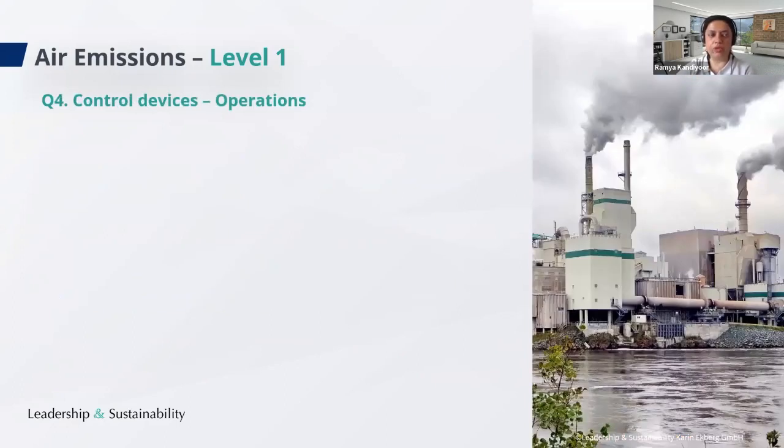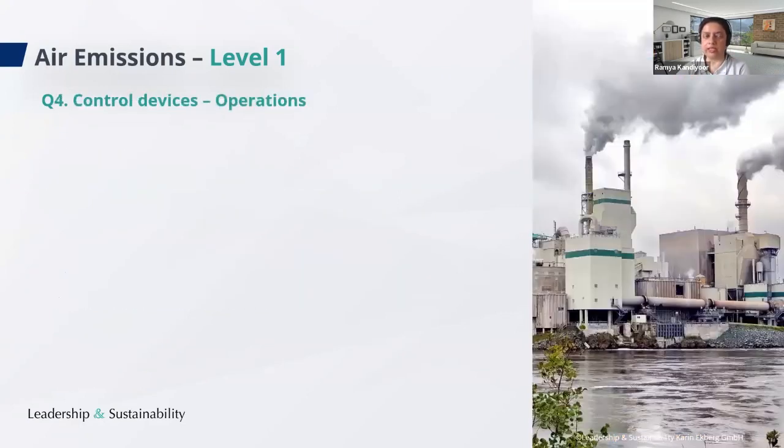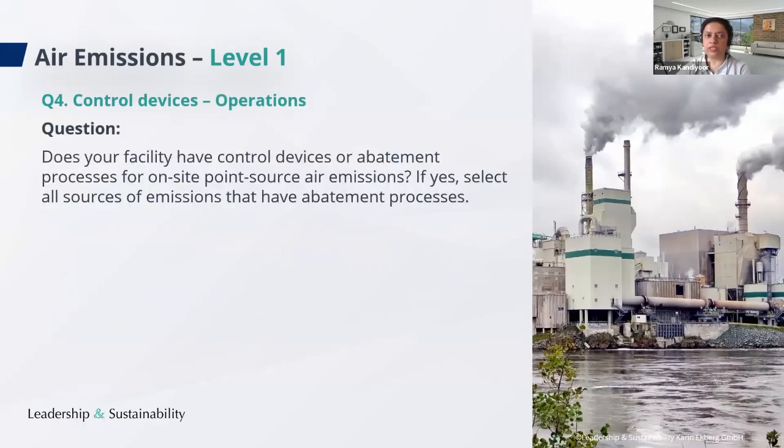Okay, coming to our question. This was on question number 3, on how the data will be verified once it is collected. And then we have question 4, which is on control devices. Here, the question is, does your facility have control devices or abatement processes for on-site point source air emissions? And if yes, select all sources of emissions that have an abatement process.